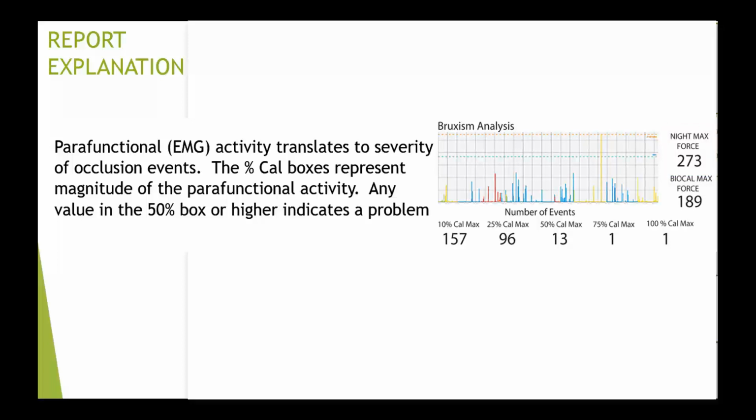With regards to frequency, we have 5 boxes or buckets that we create. The first 2 buckets are 10% and 25% of the cal. So these are weak bursts, and we all do that. And in most cases, we don't really put a lot of emphasis on these first 2 boxes. We're more interested in 50%, 75%, and 100% or more of the cal max. These are events that qualify as clenches or grinds. So in this case, the patient had 15 parafunctional events that qualify as a clench or a grind in a 6-hour study. 15 per night, that's a high number.